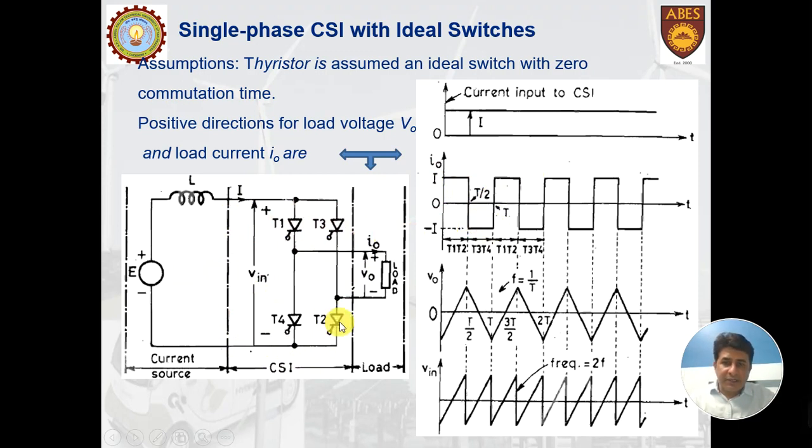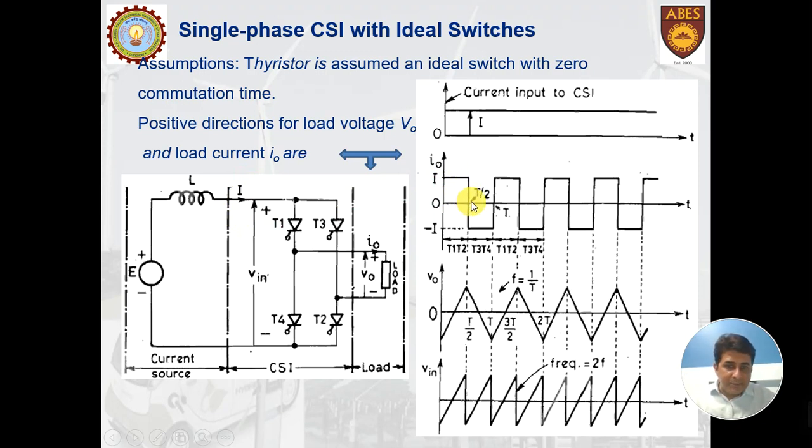If you switch on T1 and T2, the input gets connected to the load. This connection is established through this inductor, then T1, then load, and then through T2, and then back to the supply. Now please mind it, the source is a constant current source. That is why during 0 to T by 2, the time during which thyristors T1 and T2 are on, the output current is equal to I. It is similar to the input current, and it is constant.